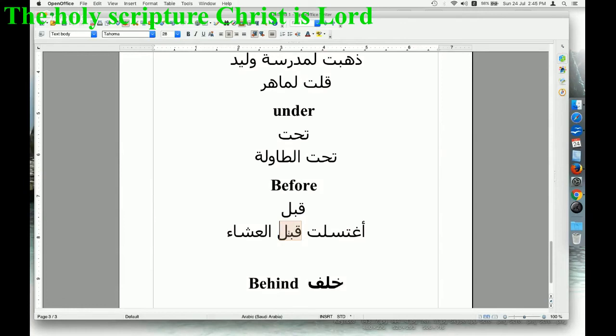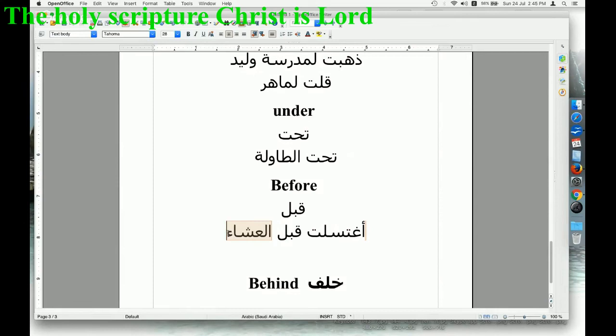So I'm reporting two actions I did. One of them happened before the other one. Which one happened before? The one I mentioned first. Which one happened after? The one I mentioned after قبل. So قبل, if you want to make a simple rule about it, is a word to present the timing of two things I did.